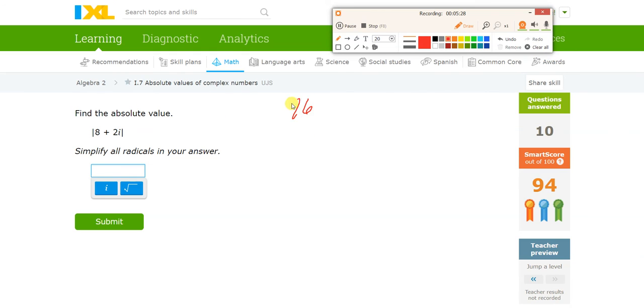So 64 plus 4, that takes me to 68, square root of 68. Let's see, how does that break down? 68 is 2 times 34, which is 2 times 17. So it's 2 square root of 17.